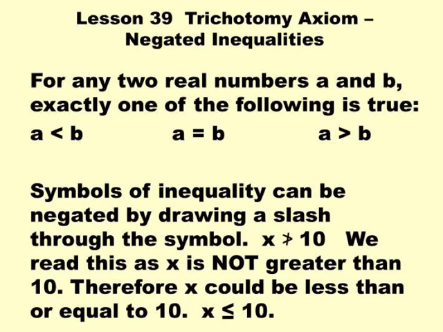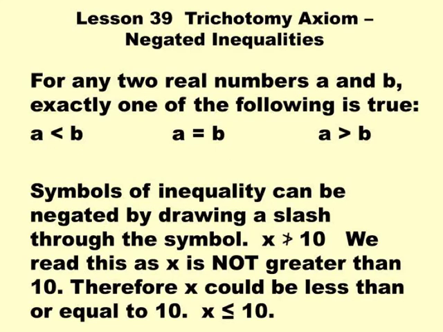This big word, trichotomy axiom, negated inequalities, is very simple. It means simply this. If you have any two real numbers, and let's say that those numbers are called A and B, one of the following statements has to be true. Either A is less than B, A is equal to B, or A is greater than B. Trichotomy: three statements, okay?